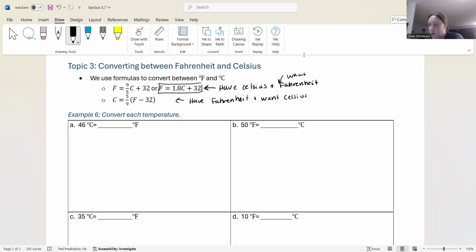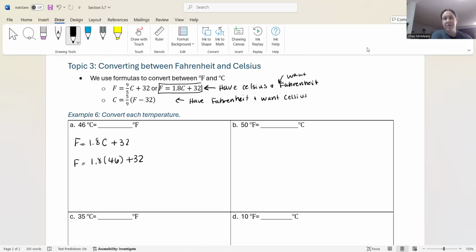So example 6 says convert each temperature, okay? Well, we're going to start with 46 degrees Celsius. We want to convert that to degrees Fahrenheit. So we have Celsius, we want Fahrenheit. So we're going to use F equals 1.8 times whatever our degree Celsius is, and then we add 32. So you do want to follow the order of operations. We multiply first, we add second. So this is going to be F equals 1.8 times 46 plus 32.